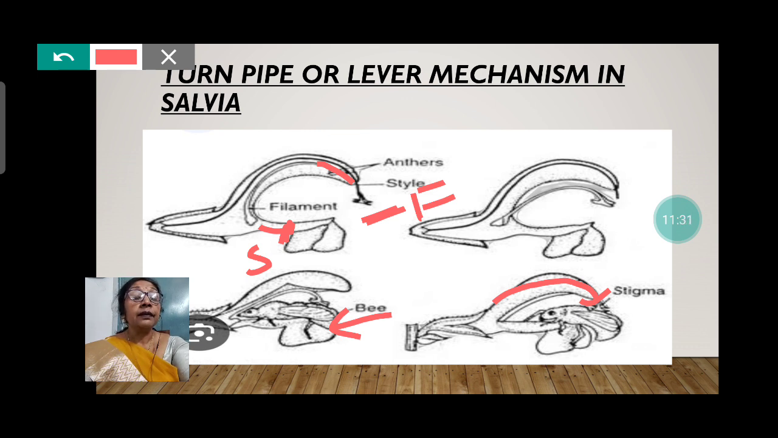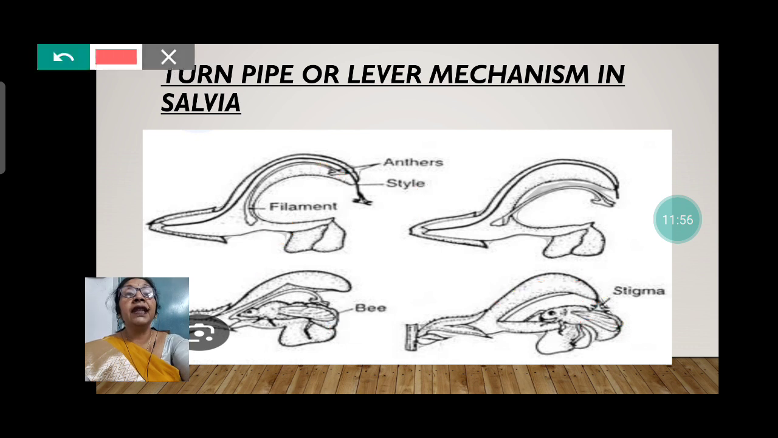Now the second point about this salvia is that this plant is protandrous, meaning the male part matures earlier. Okay, so the male part matures earlier, and at that time the female parts are immature. So when the plant is young, only the stamens are matured, and the pollen grains stick to the back of the bee.